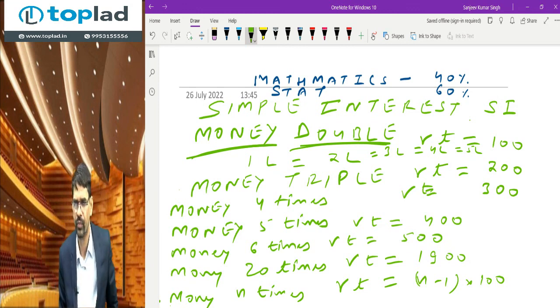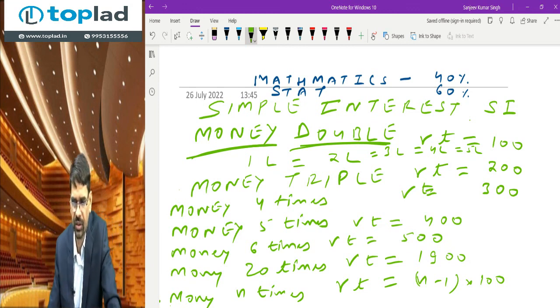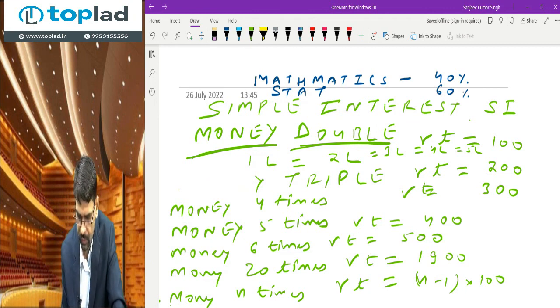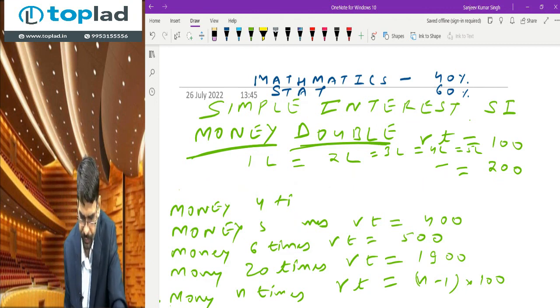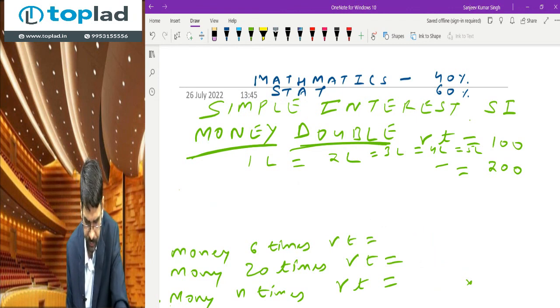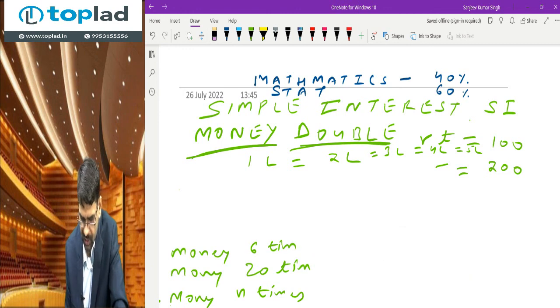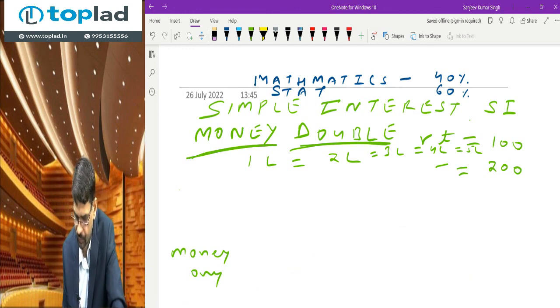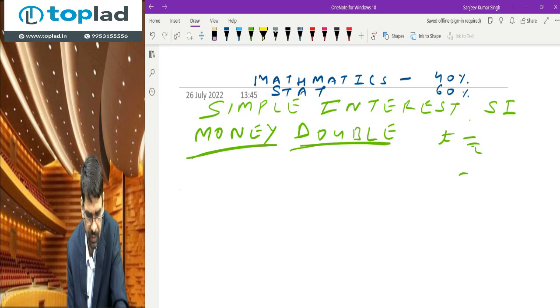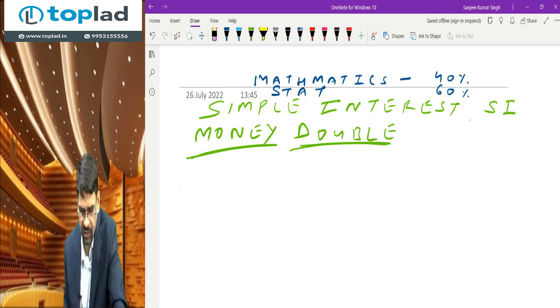So friends, I hope all students note down this concept. I hope. So do some questions for this concept, money double. Money double. Very important concept, money double.